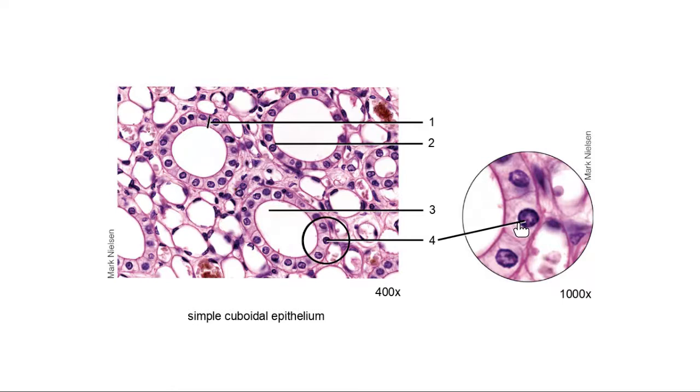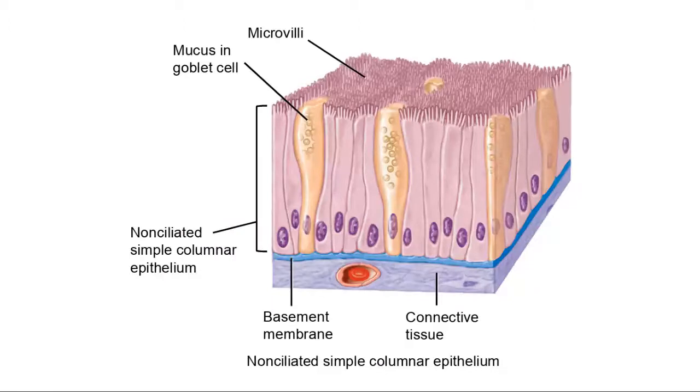We can see simple cuboidal epithelium in the renal tubules. And here are the other lumens which we have. And these lumens are lined with simple squamous epithelium. You see that one layer of flat cells can line this lumen for you. The next epithelium is called simple columnar epithelium.